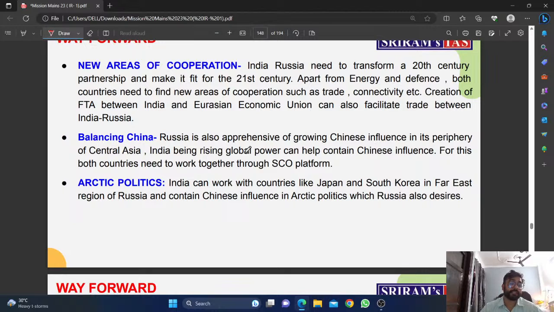Now, to balance China, both countries need to work together with China and against China. With China we can work in the SCO, and against China we can work by developing mutual cooperation. Then the Arctic politics. India can work with countries like Japan and South Korea in the Far East Asian region so that we can contain Chinese influence in the Arctic region or in the Far East region of Russia. So this is how we can counter China.